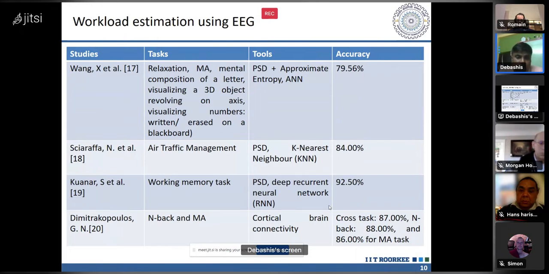And the last one is a cross task. They used the N-back as well as mental arithmetic, and they used brain activity, cortical brain-level activity, and they achieved 87% for the cross tasks, and for individual tasks they achieved 88%, the maximum, for the N-back task.